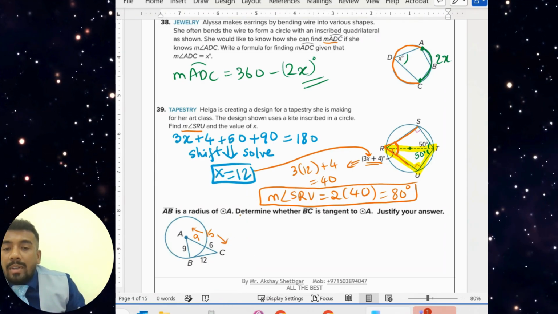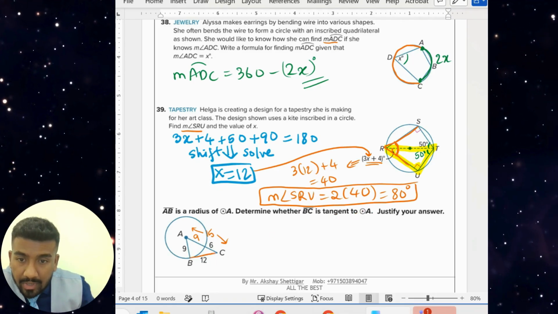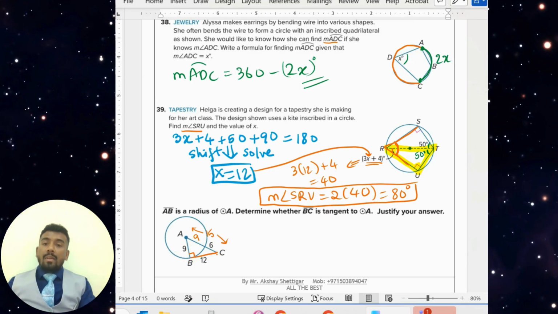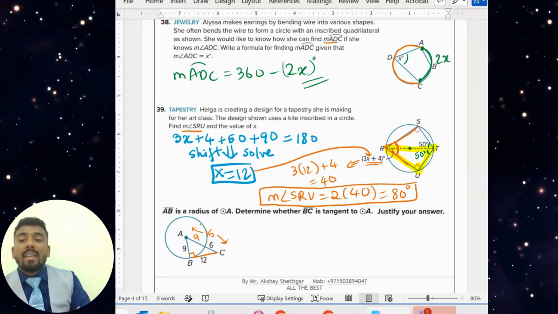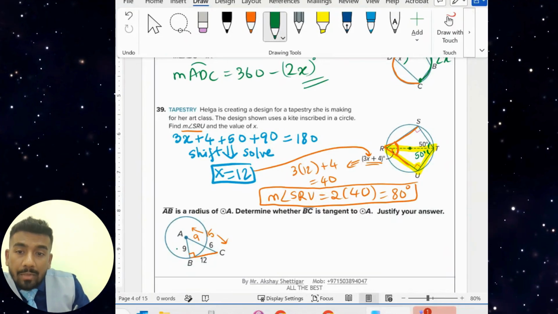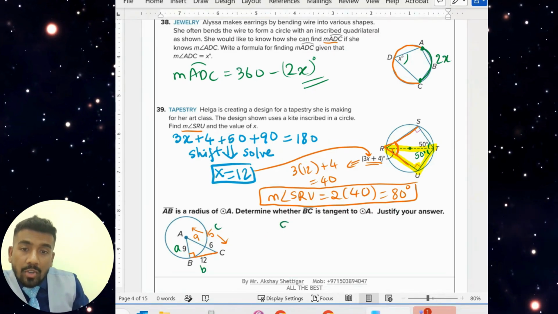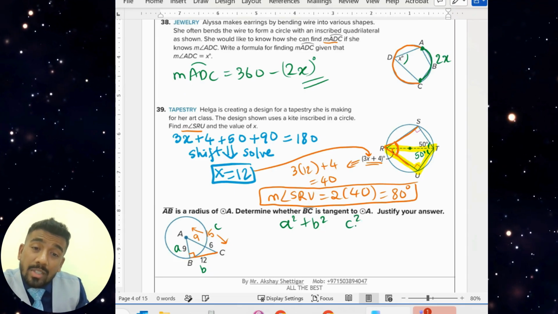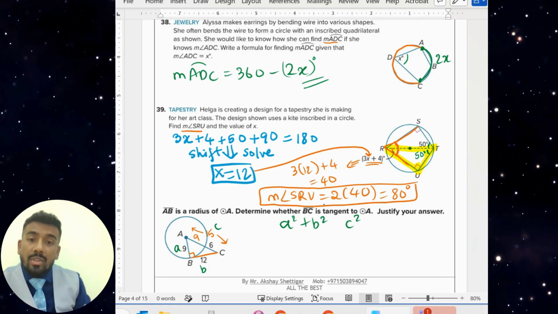Okay. Now what we need to find, determine whether BC is a tangent to circle A. To prove this is a tangent, we need to show that this angle is 90 degrees in this triangle. So if this is tangent, then this is 90. And how will you prove it is 90? Remember the Pythagorean theorem where A, B, C, okay? If A square plus B square is equal to C square, then that's 90 and then that's tangent. Understand? So in this way we can prove.